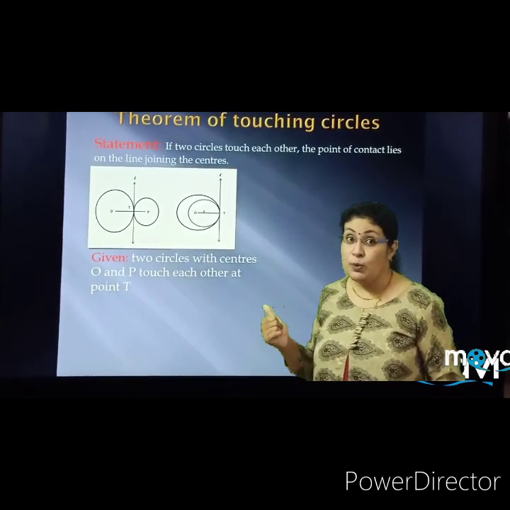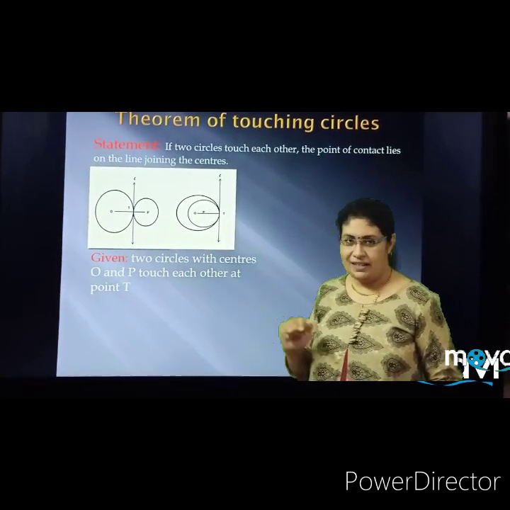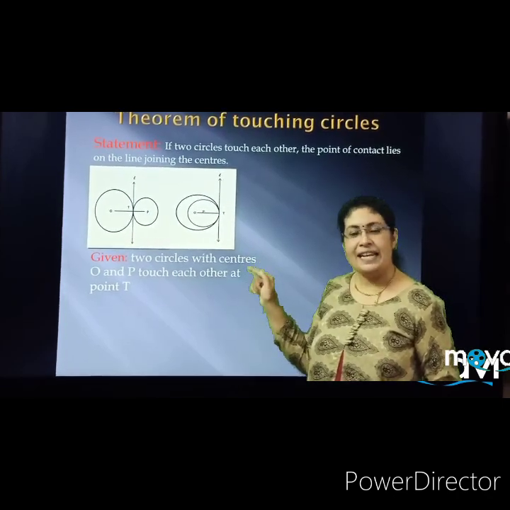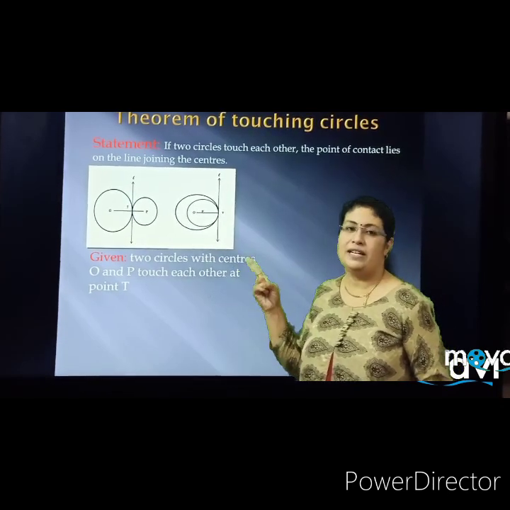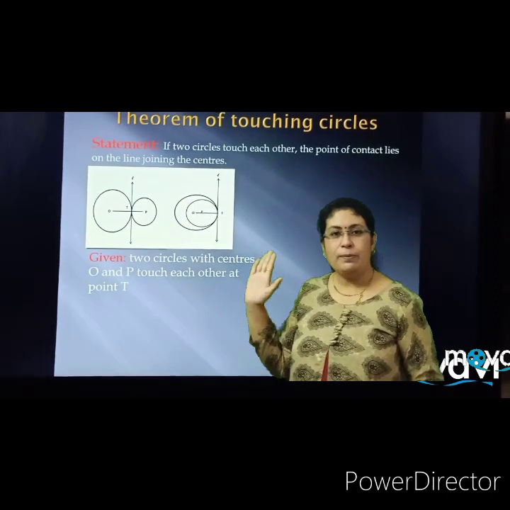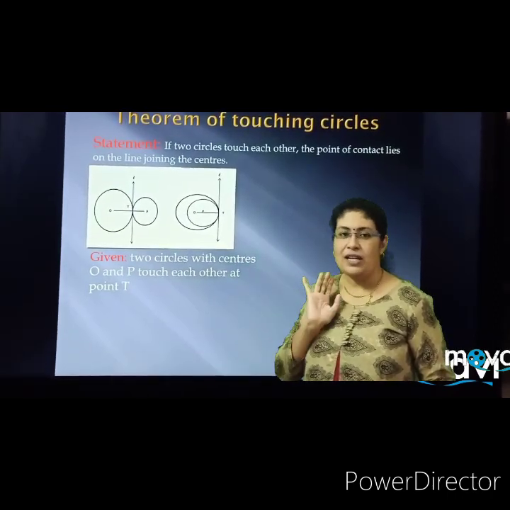What are you supposed to prove? That the point of contact lies on the line joining their centers. It means that point T lies on line OP, according to our diagram, where we have shown that it is joining the centers. So the point T lies on line OP. For this we require a small construction.